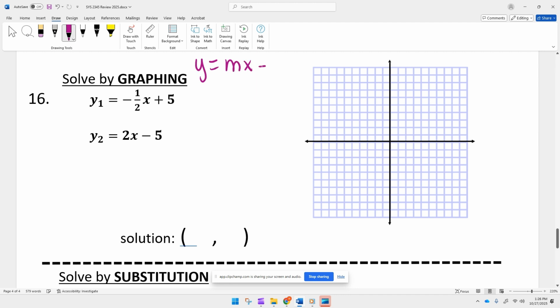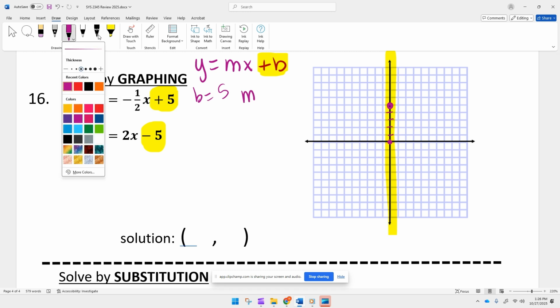These are both in slope-intercept form. This line right here is your beginning value, your beginning point. That means you're looking for the constant. So here, your b value is 5. I'm going to start at the origin and then count 1, 2, 3, 4, 5 and put my beginning point. Your slope is next to the x.